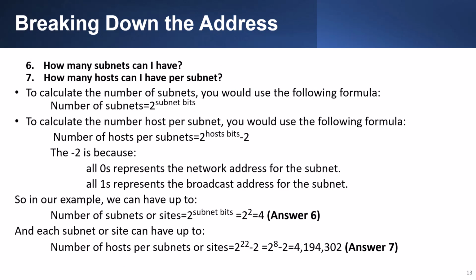To calculate the number of subnets, you would use your 2 to the subnet bits power equation. To calculate the number of hosts per subnet, use 2 to the host bits power minus 2. The number of subnets or sites is 2 to the second power, which is equal to 4, which is answer 6. Each subnet or site can have up to 2 to the 22nd power minus 2 hosts, which is equal to 4,194,302, which is answer 7.